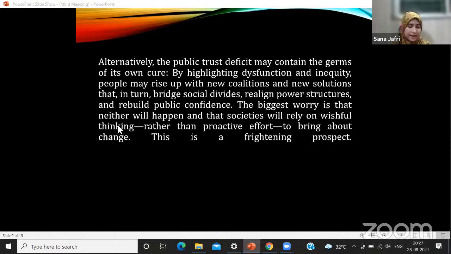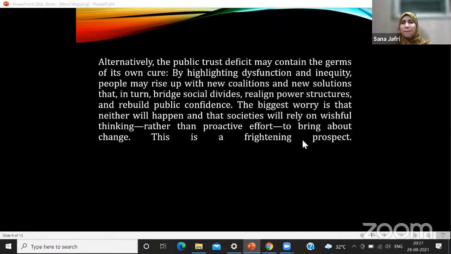So now it says that, unfortunately, nothing is going to happen. It's not going to work out because people will just be wishing it. They'll not be doing anything about it. That's the sad part. They'll be relying on wishful thinking rather than proactive effort to bring about change. Okay. So this is a frightening prospect.